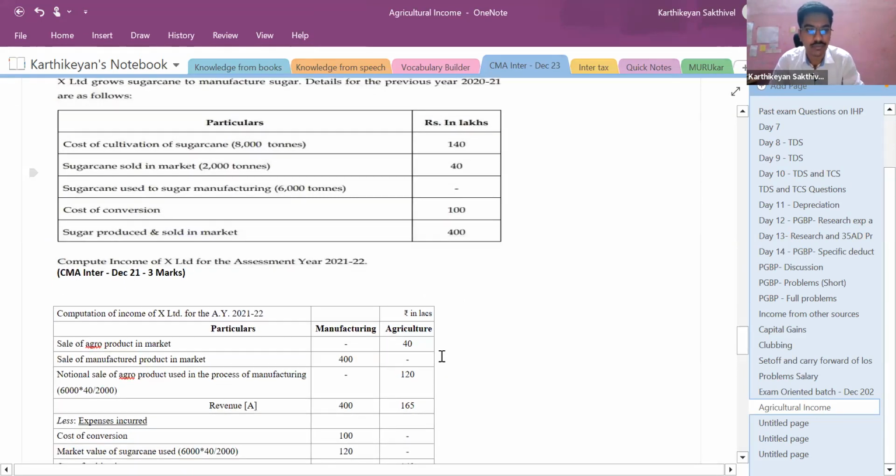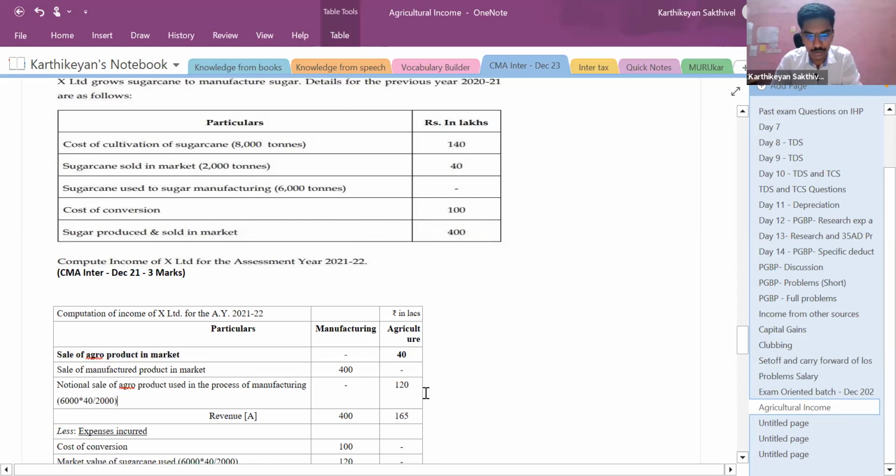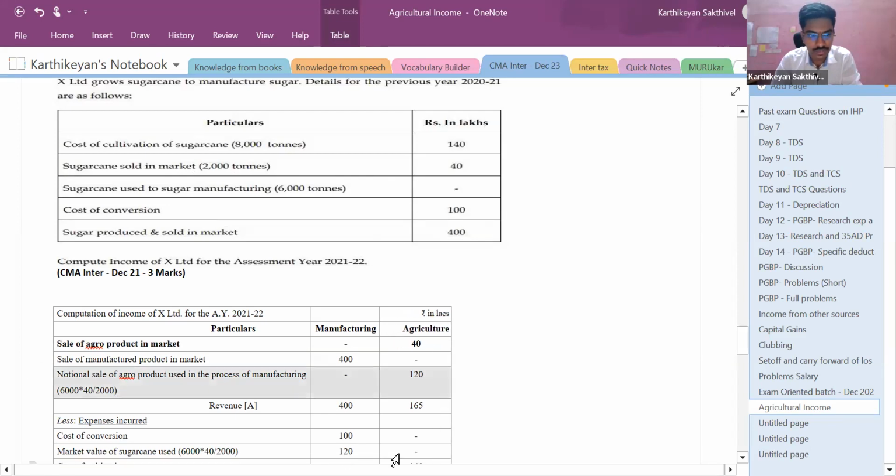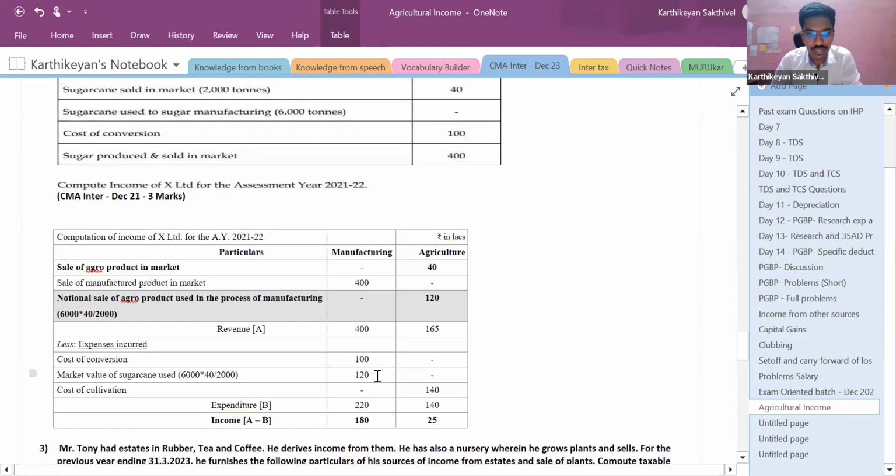Right. Same case, cost of cultivation of sugarcane 8,000 tons, 140 lakhs. Next, sugarcane sold in the market 2,000 tons for 40 lakhs. So first, that is sale of agricultural produce. Next, sugarcane used for sugar manufacturing 6,000 tons. So 6,000 into 40 divided by 2,000, the amount that comes is to be used as notional sale. Same case. And the 120, it is to be claimed as an expenditure. Okay, wow. Next, sugar produced and sold in the market 400.